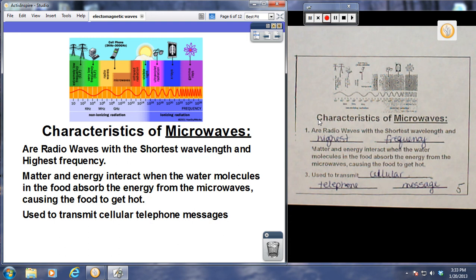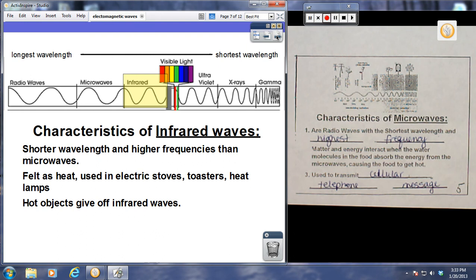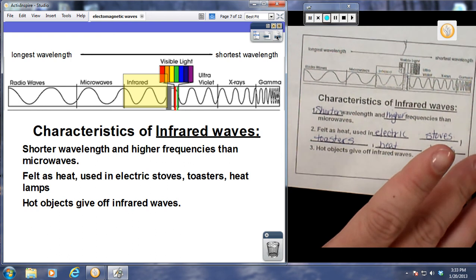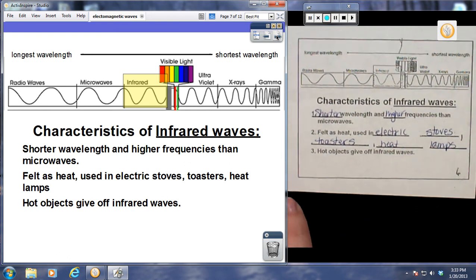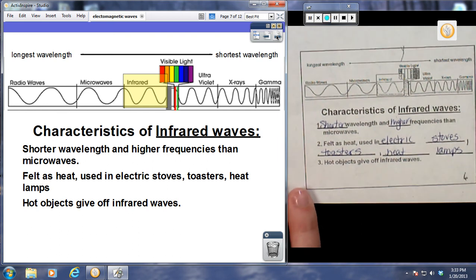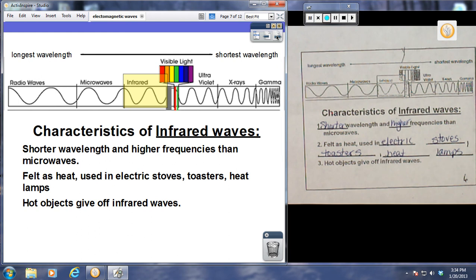your cellular phone messages. Infrared waves have a shorter wavelength and a higher frequency than microwaves. And infrared waves are heat waves. So you can feel it when you stand by an electrical stove, by a toaster, or heat lamps. You can see the coils get hot and you can feel the heat that's given off. Hot objects will give off infrared waves as well.